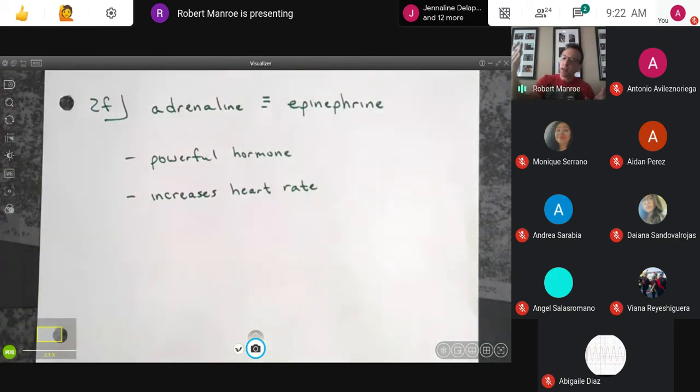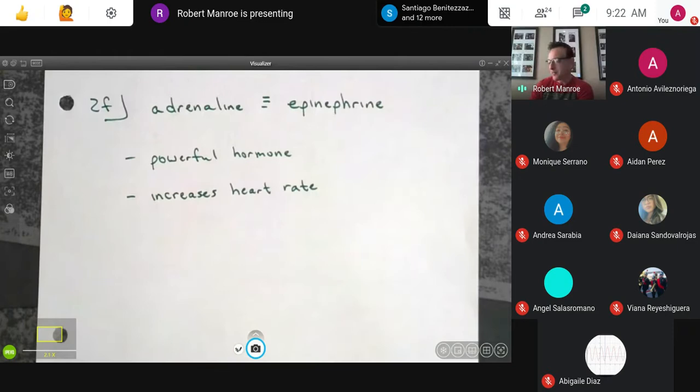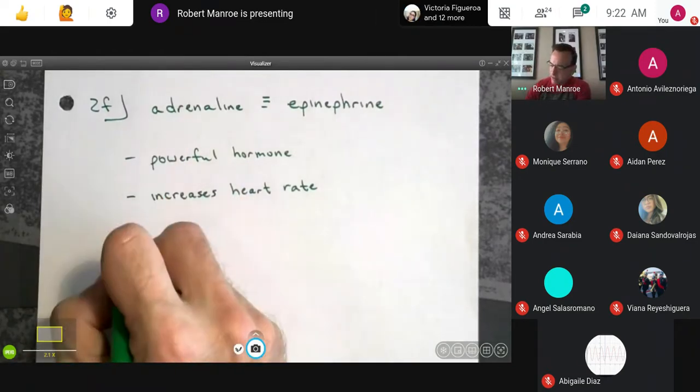When you were threatened by a predator, probably, you have a choice. You either stand your ground and fight, or you run, which is flight. And so that's the fight or flight response. And so what this does is epinephrine actually does two things. Not only increases heart rate.